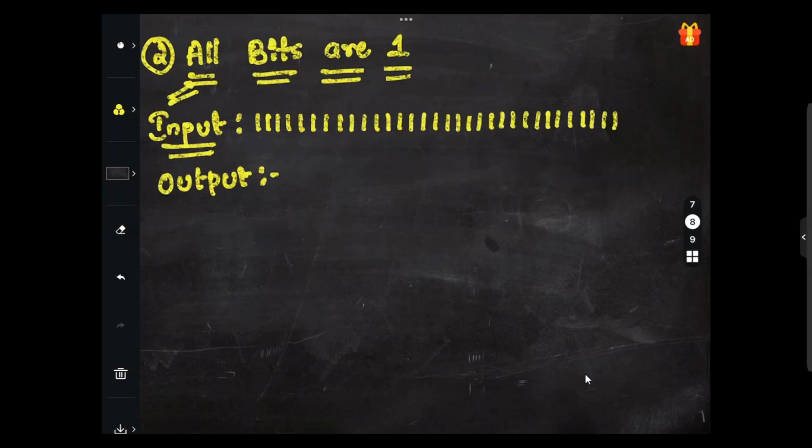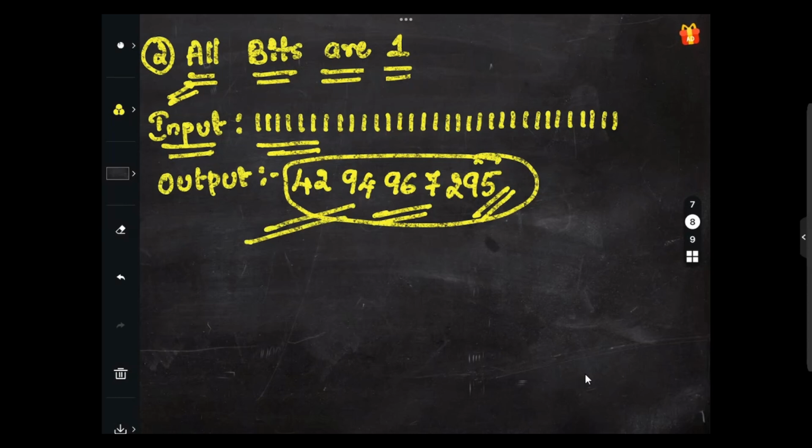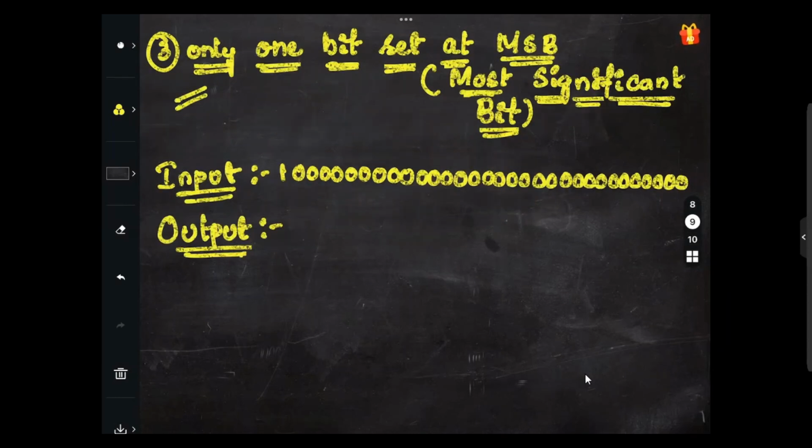The second edge case is when all bits are 1. We have considered all ones here, right? So the output will be 4294967295. I can try it out in the same way that I showed for example 1 in the approach, and you will get this output. So reversing all ones still results in this particular number. I hope this is clear. This is for the condition all bits are 1. Let's move on to the third edge case.